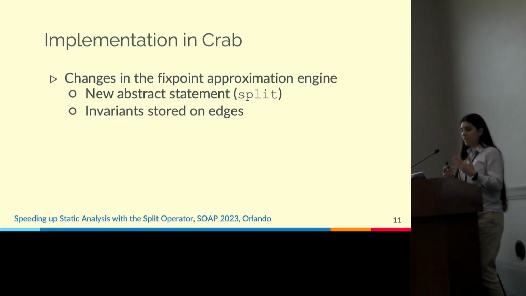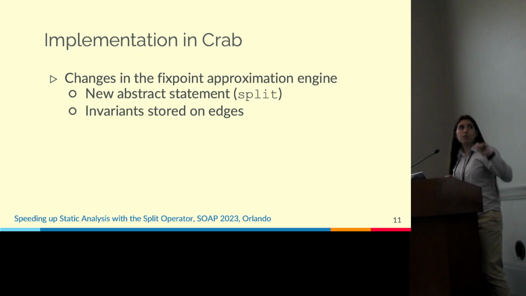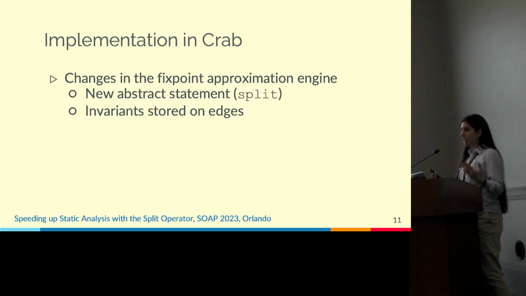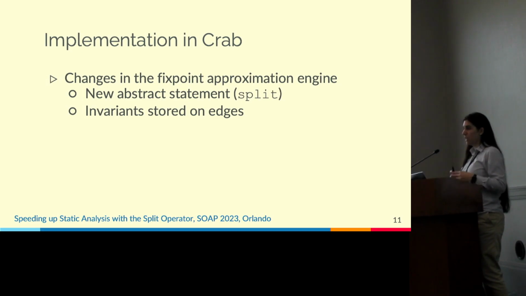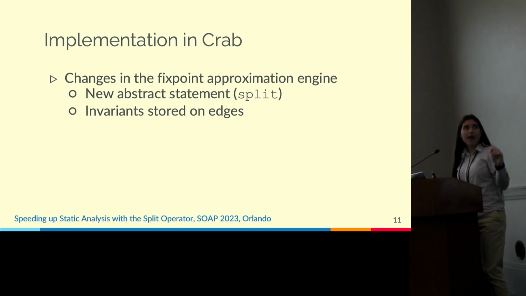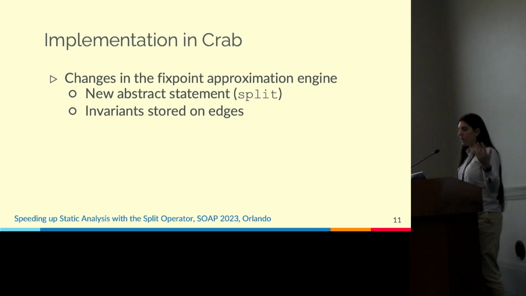So as for the second set of changes, we had to do some changes in the fixed point approximation engine. So we had to introduce a new abstract statement, which is the split statement, in CRAB-IR, so in the intermediate representation of CRAB. And then, we will see it in the next slide, we had to move where the invariants were stored. So we moved them on the edges instead of on the nodes.